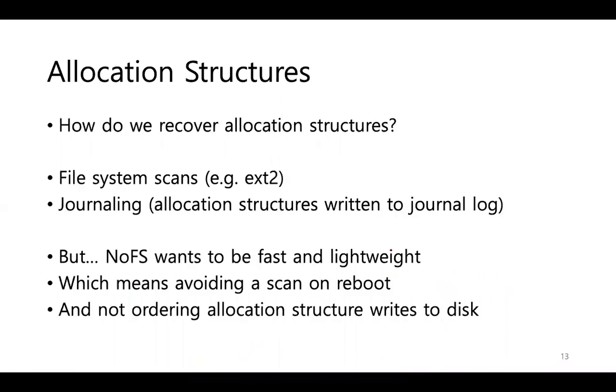So we can recover these structures using the stuff we talked about before. We could scan the file system, or because if we use journaling, we could just recover the log. But the goal of this file system was to be fast and lightweight, which means we don't want to scan on reboot because it's not good for availability. And we don't want to order allocation structure writes to disk like journaling, because it can be slow.